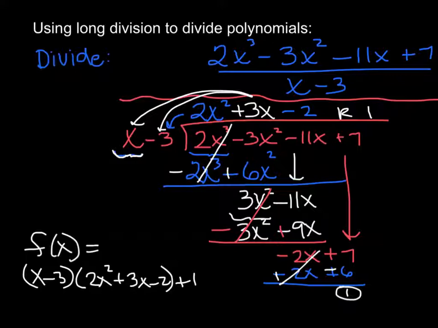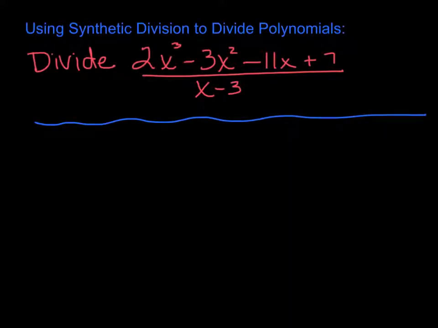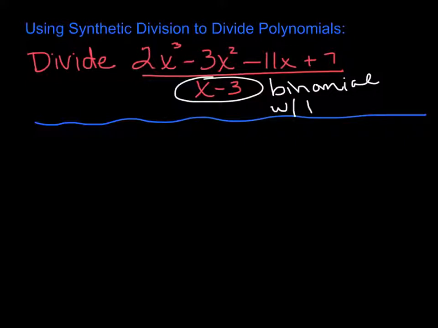Okay, so let's look at an example now. I'm taking the same example, and I'm going to use synthetic division. The idea with synthetic division is it only works when this piece that I'm dividing by right here has to be a binomial with a leading coefficient of 1.